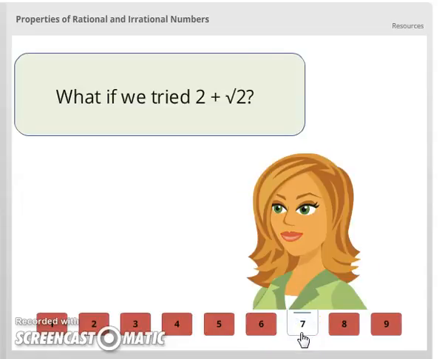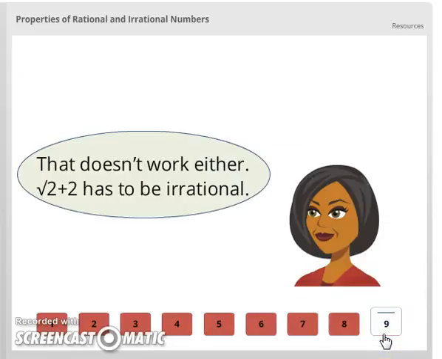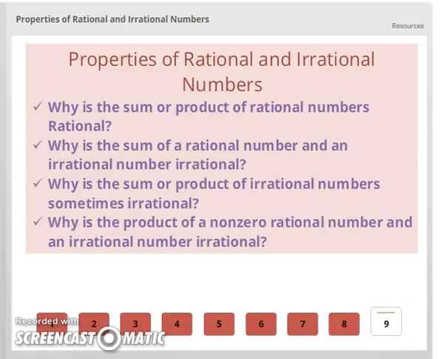The only other option is for it to be irrational. So, 1/2 plus the square root of 2 is irrational. What if we tried 2 plus the square root of 2? Well, we can say 2 plus the square root of 2 equals a rational number, and then subtract 2 from both sides, and we can rewrite it as the square root of 2 equaling a rational number minus 2. But that doesn't work either. The square root of 2 plus 2 has to be irrational.